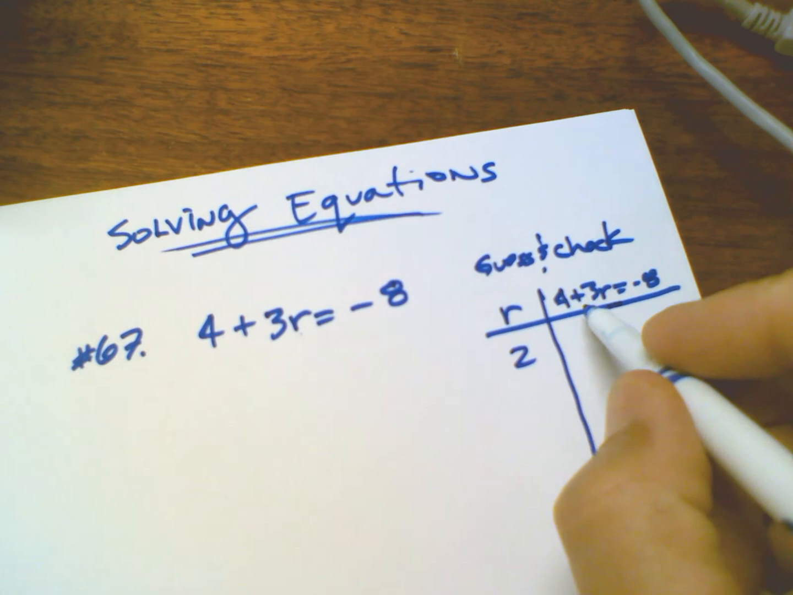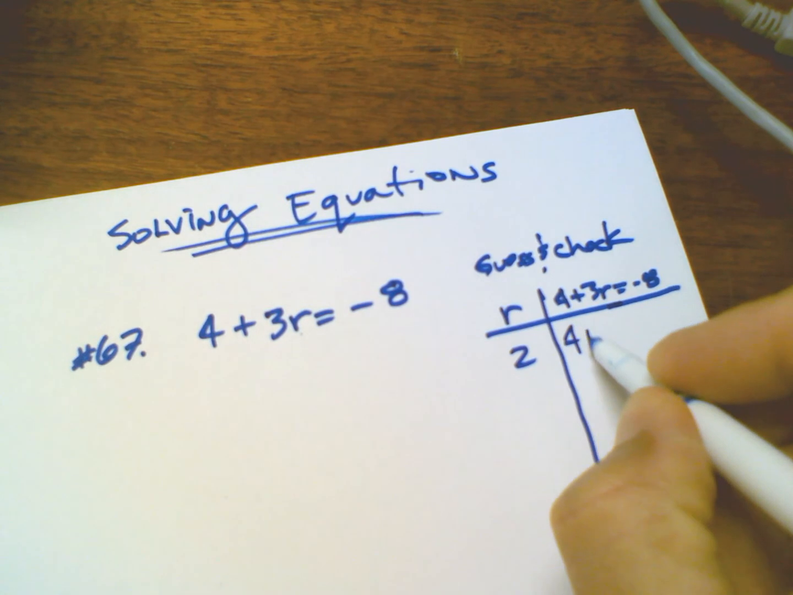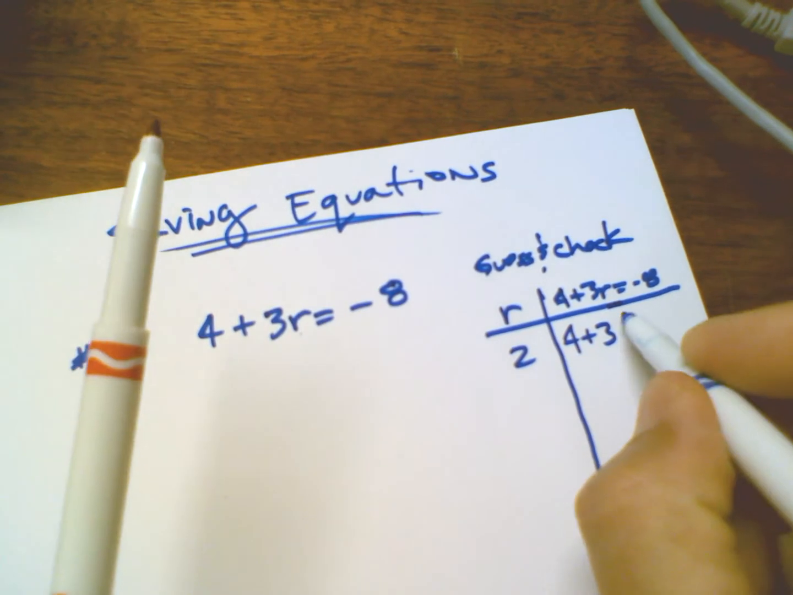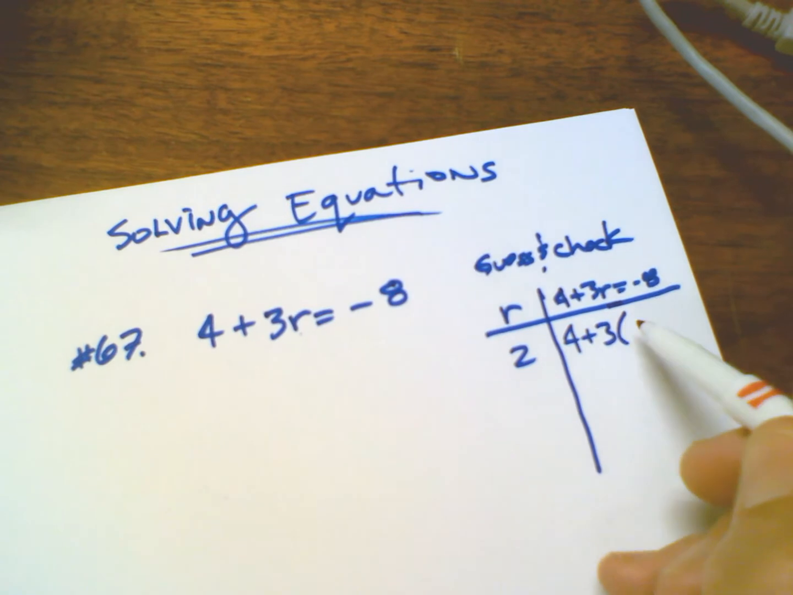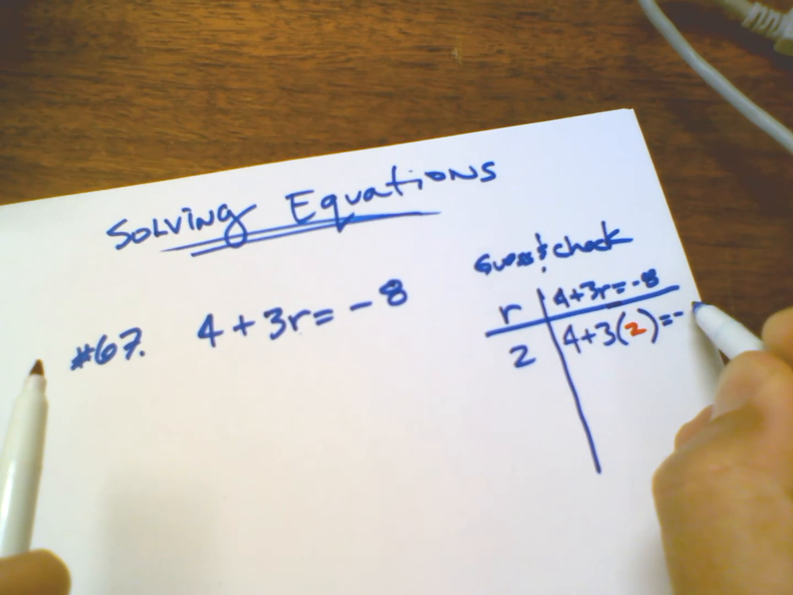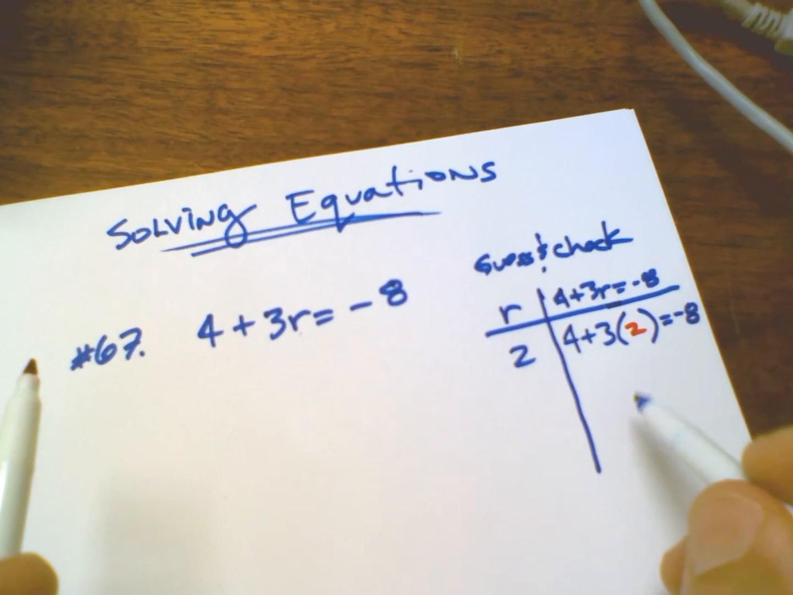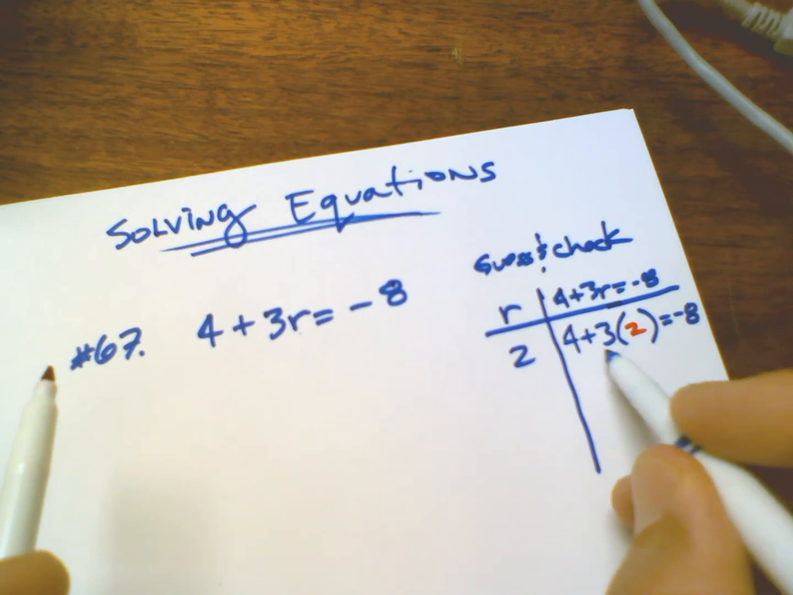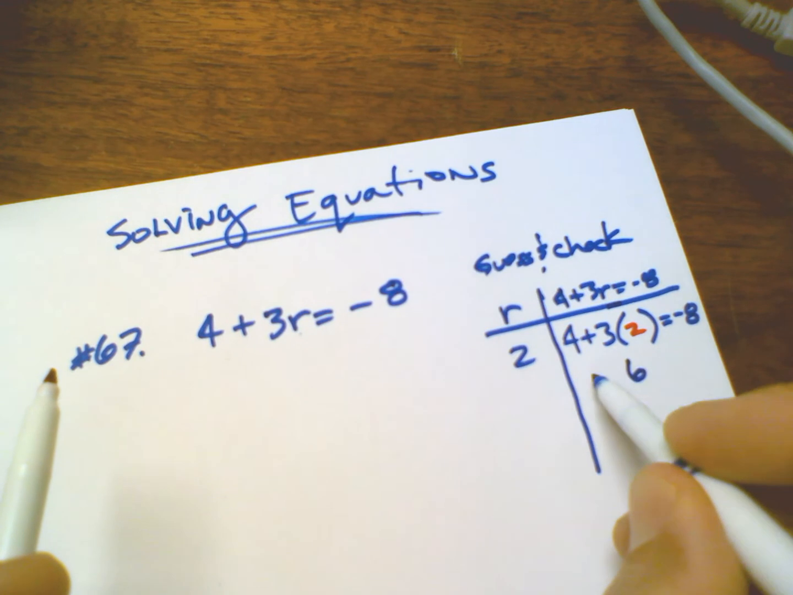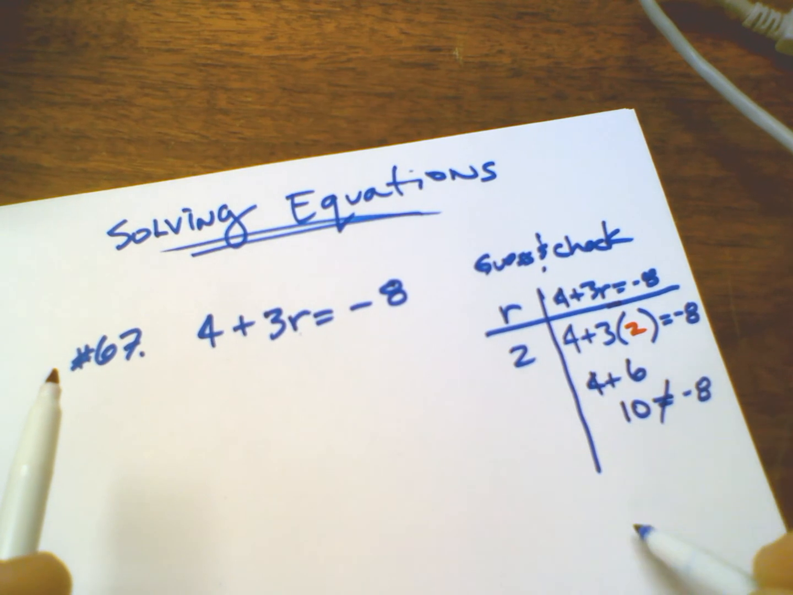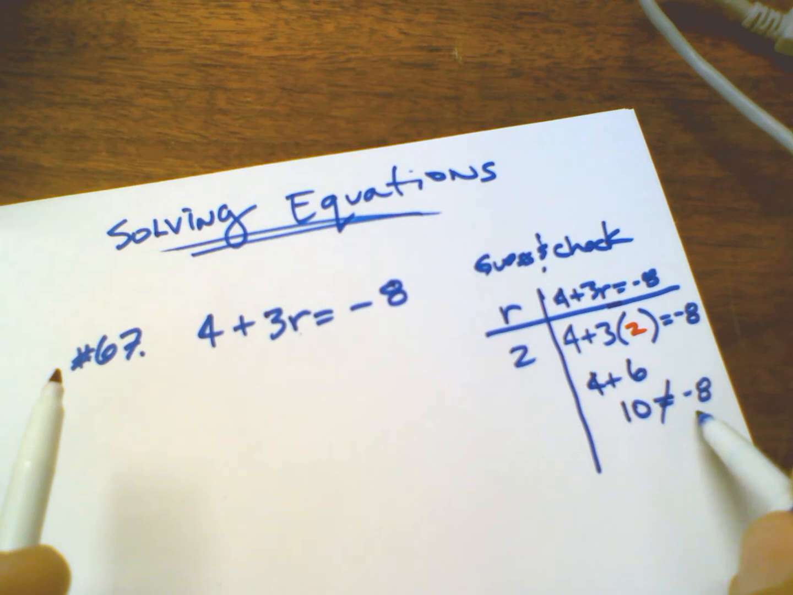If I guess that r is 2, then I'm saying 4 plus 3 times 2. Does that equal negative 8? That's that whole guess and check method. We work this out. Multiply first. 3 times 2 is 6. So 4 plus 6 is 10. Does 10 equal negative 8? It does not. So that guess doesn't check out.